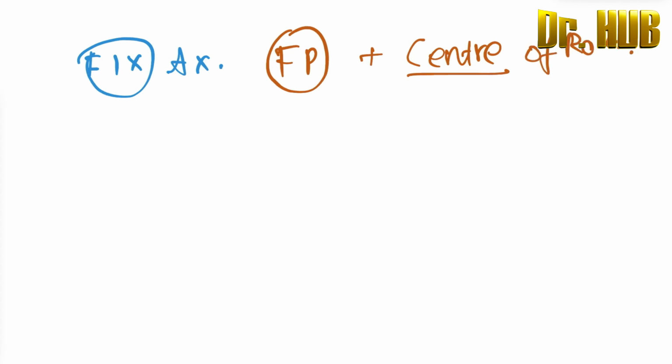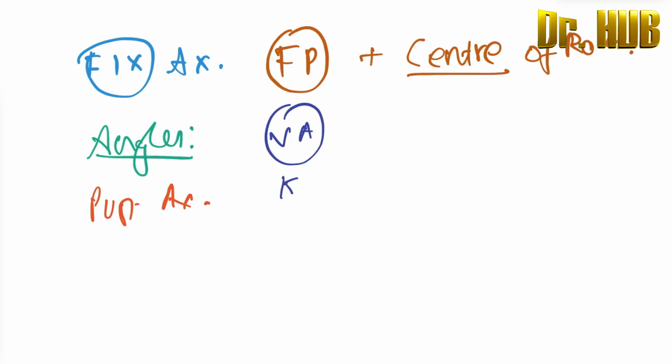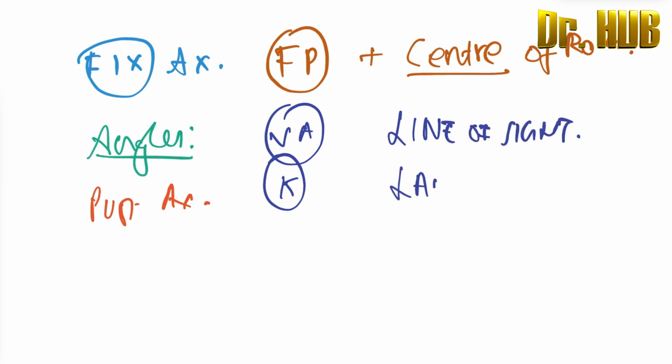Now let's look at the angles of the eye. So here in angles of the eye, first is the pupillary axis. So we have different axes, that is the visual axis, line of sight, and the fixation axis. So under the visual axis, the angle is kappa. Then in terms of the line of sight, this is going to be lambda.